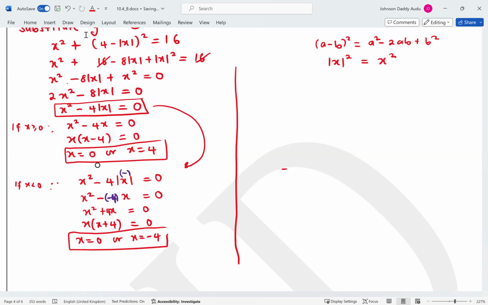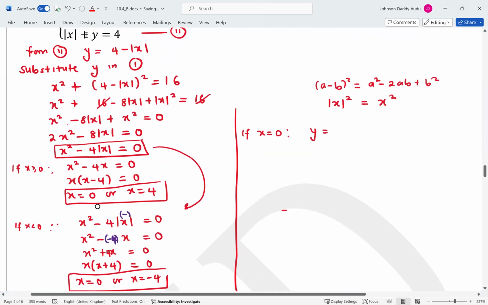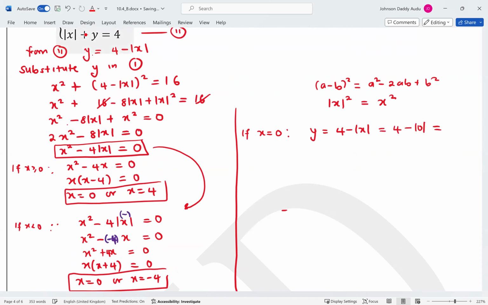Okay. Now that we know x equals 0, we have to substitute. If x equals 0, what is y? Remember, y is 4 minus absolute value of x. So this will be 4 minus absolute value of 0, which is just 4. So it means we're going to have 0 and 4 as a solution. If we take x to be 4, we get y is 4 minus absolute value of 4, and this is just going to be 0. So we're going to get 4, 0.